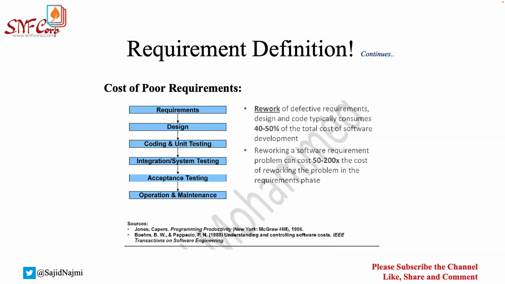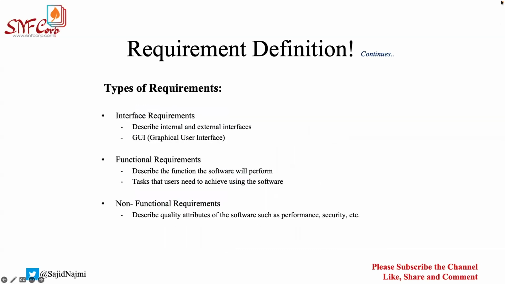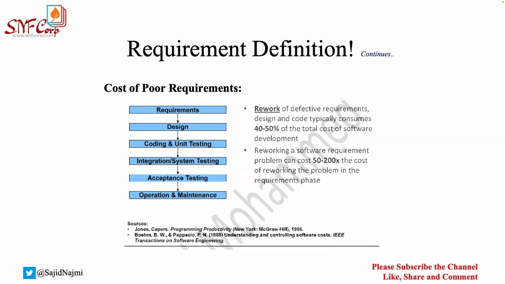Okay, so reworking software requirement problems can cost 50 to 200% of the cost. Obviously, if something has failed and I'm going to rework those things, this may range from 50% to 200% of the actual cost. So if I have a $100 budget and I'm doing some rework, I may end up spending $150 or maybe $200 somewhere. So it is true. Any questions, any doubts on this one, or any concerns that you would like to address here?